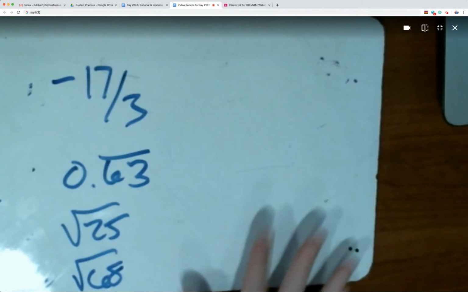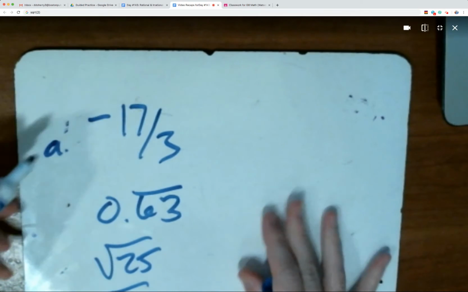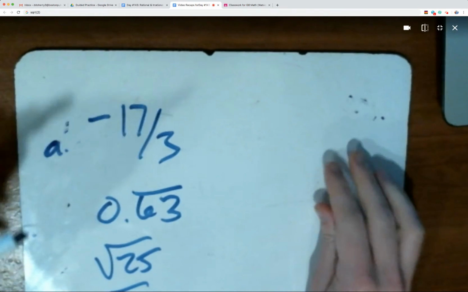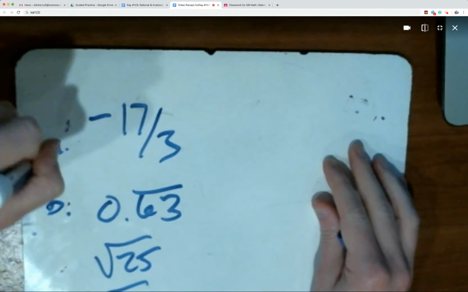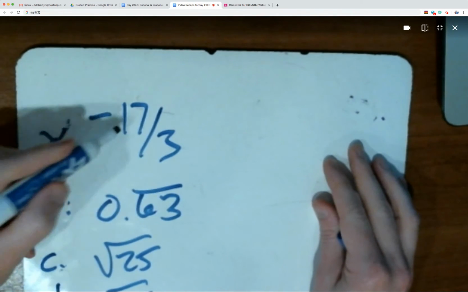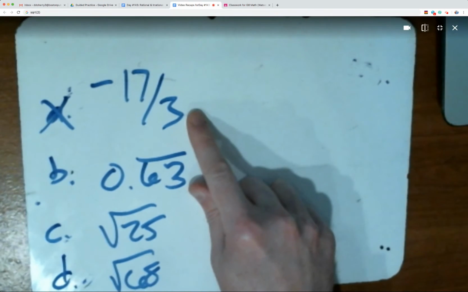As I look through these, negative 17 over 3, the first answer choice, that has to be rational because it's already written as a ratio. It's already a fraction. So I know answer choice A is not going to be our correct answer because it already is a ratio. That's certainly a rational number, even though that would make an ugly decimal when we start dividing by 3.